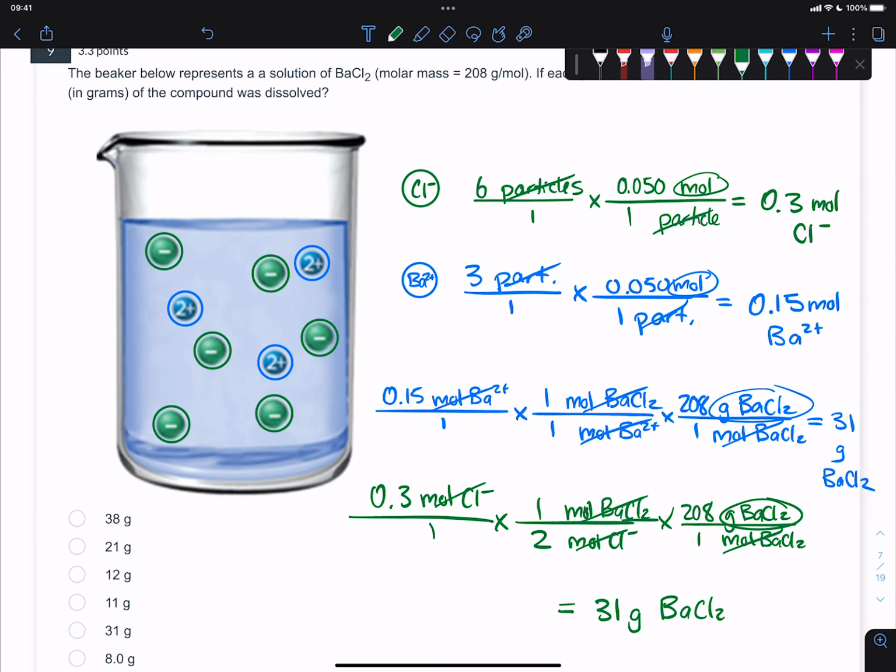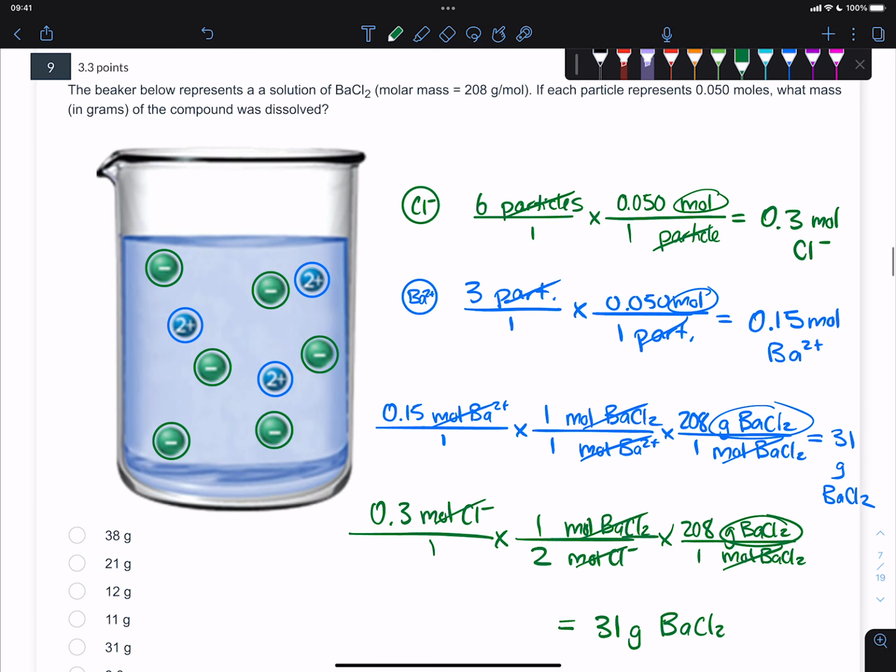So this particular question seems kind of tricky at first, but just count your number of moles for each one, or count your number of particles, convert them to moles using dimensional analysis. They weren't kidding when they said dimensional analysis is useful at the beginning of the year, because it really is a problem-solving strategy for situations like this.